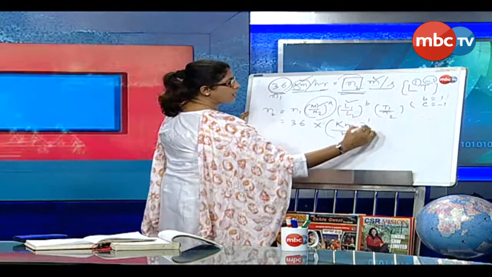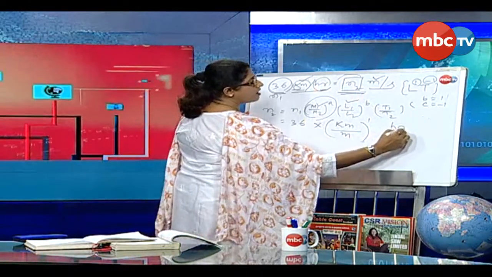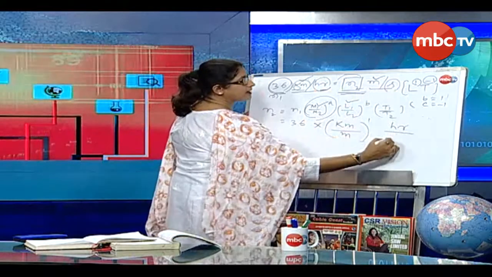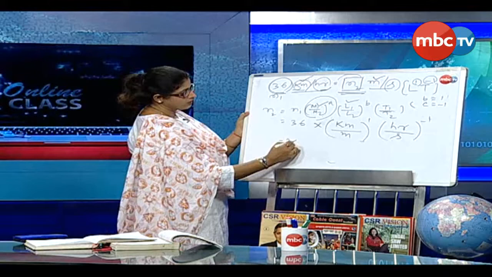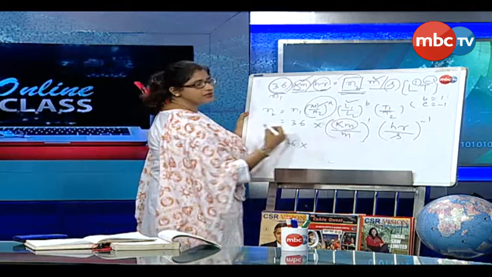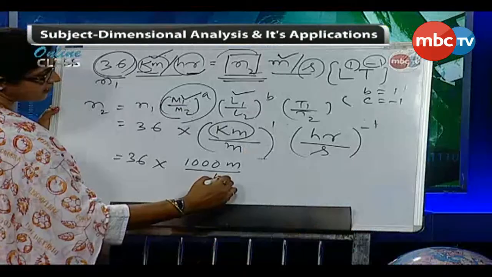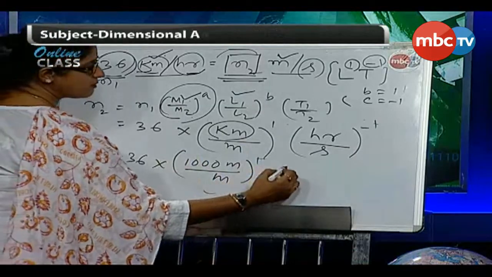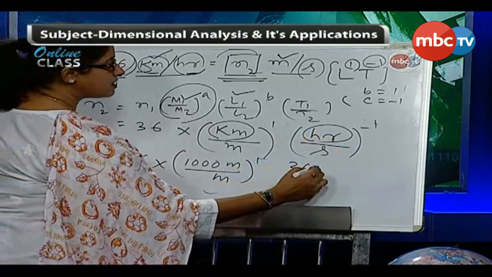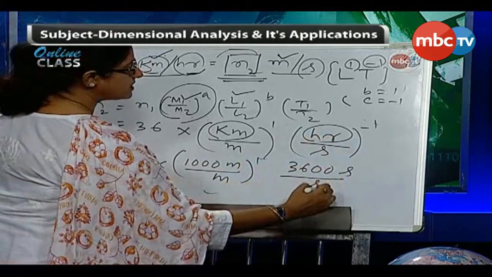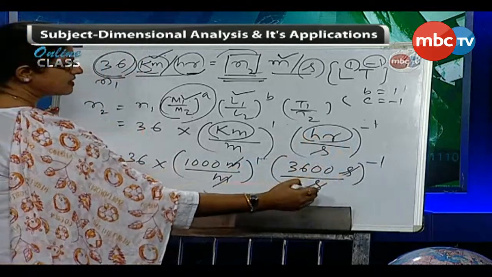So it's 1. T1 is what? It's hour upon second, raised to minus 1. So 36, 1 kilometer is 1000 meter upon meter, it's just mathematical calculation. 1 hour is how much? 3600 second upon second raised to minus 1. So meter gets cancelled, second gets cancelled.